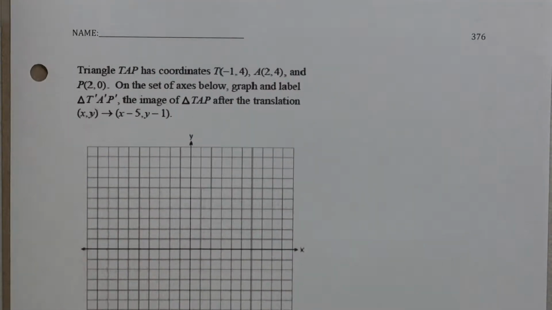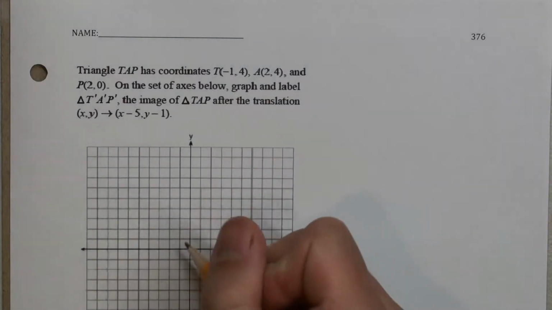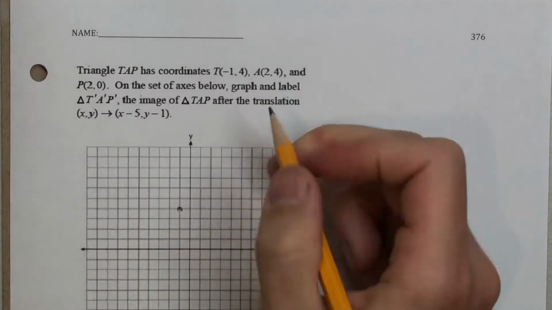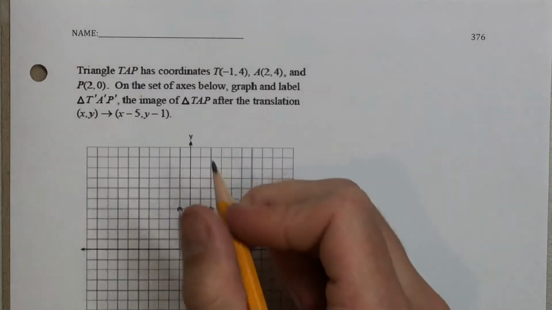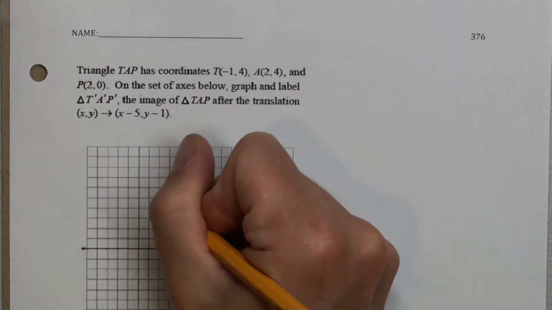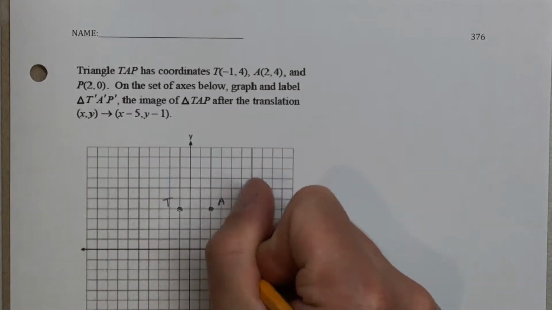So we have to graph and label this. Alright, so first let's graph the original. Negative 1, 4. 2, 4. And 2, 0. So that was T, A, P.